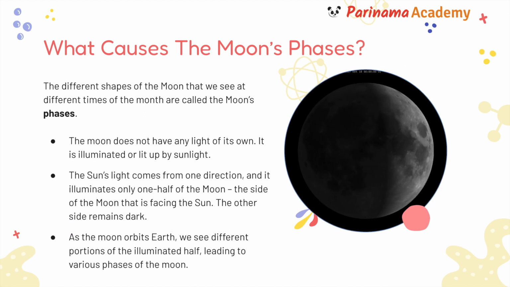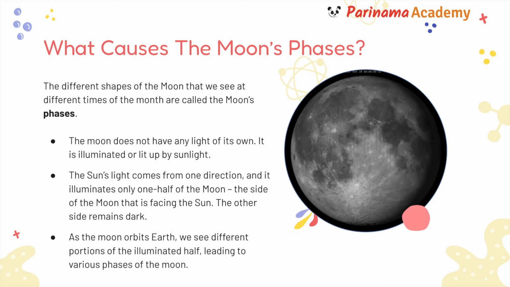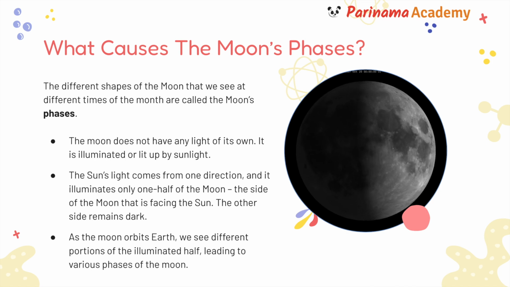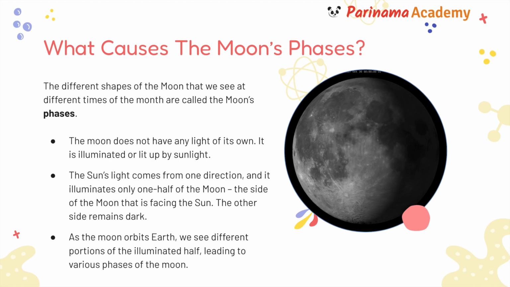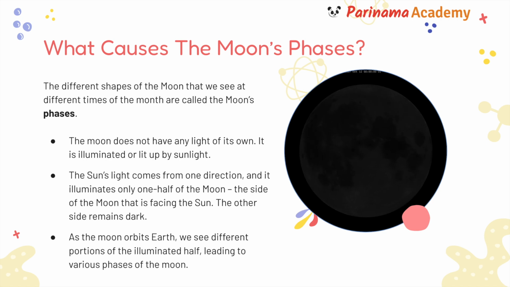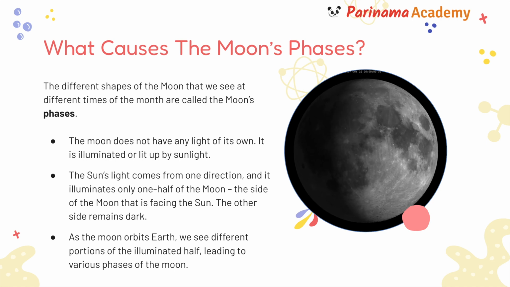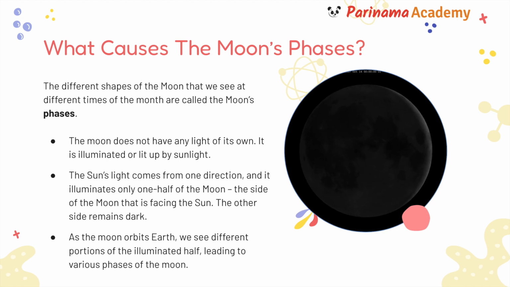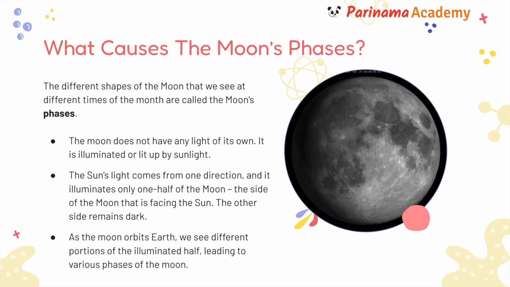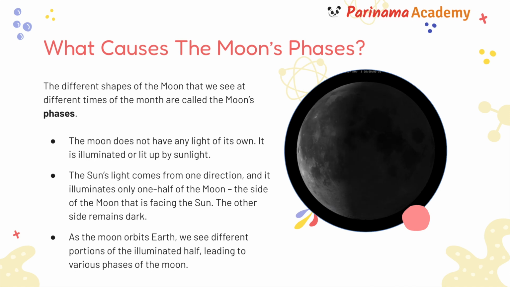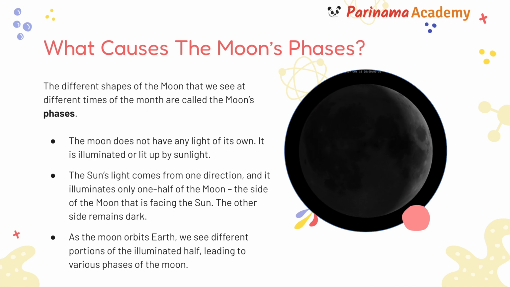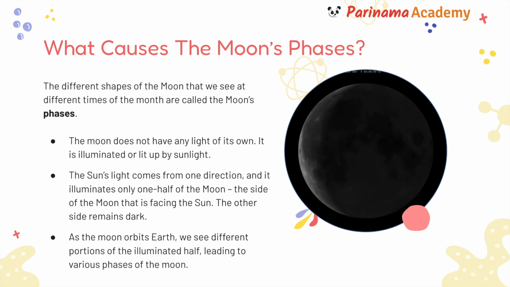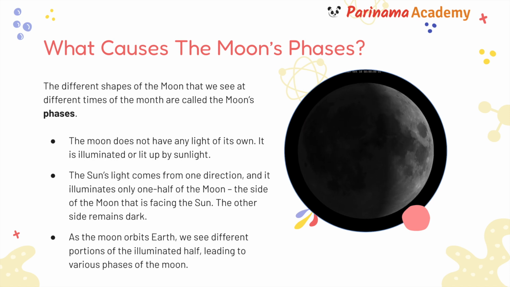The different shapes of the moon that we see at different times of the month are called the moon's phases. The moon does not have any light of its own. It is illuminated or lit up by sunlight. The sun's light comes from one direction and it illuminates only one half of the moon, the side of the moon that is facing the sun. The other side remains dark. As the moon orbits Earth, we see different portions of the illuminated half leading to various phases of the moon.